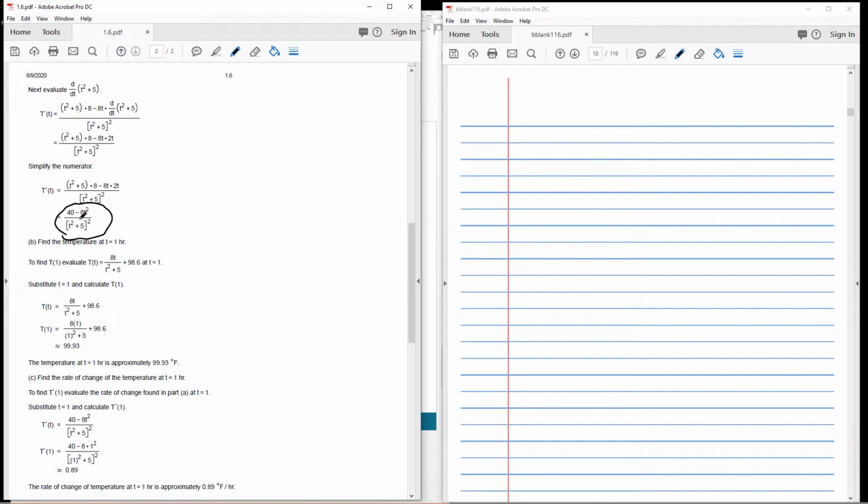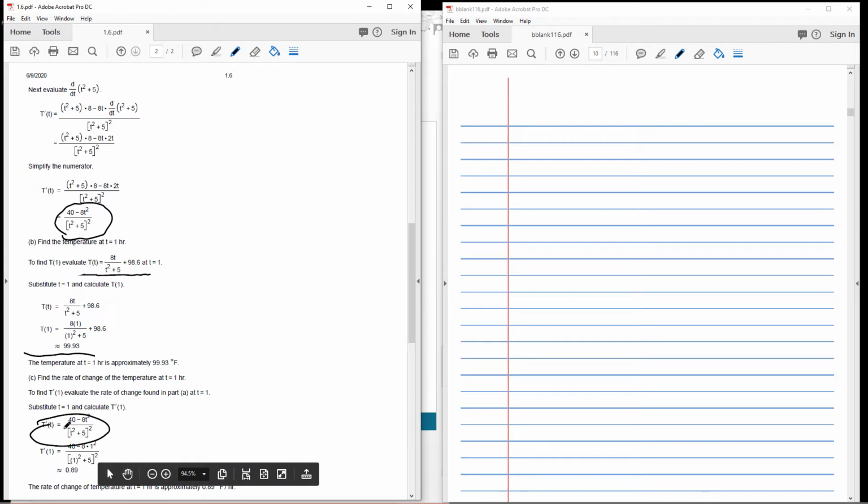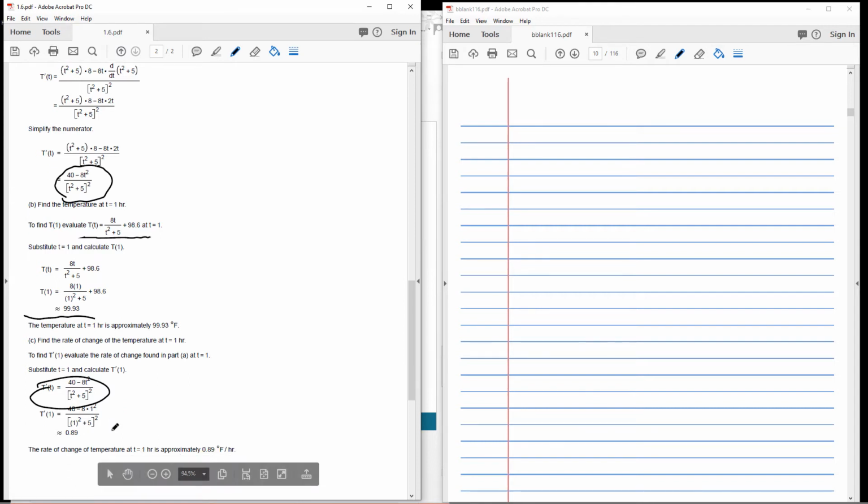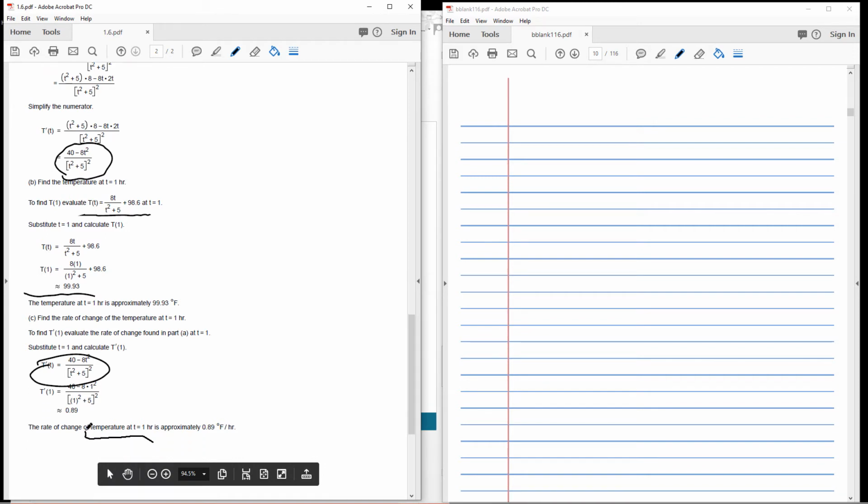So they want us to evaluate the original function when t is equal to 1. So we plug in, and there's what it is when t is equal to 1. So now they want us to find what the derivative is going to be. Evaluate the derivative for when t is equal to 1. So we use this function again, and evaluate at t equal to 1, and that gives us this answer here. And that's our final answer there.